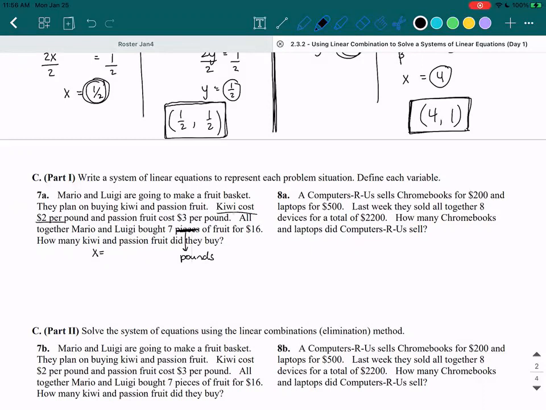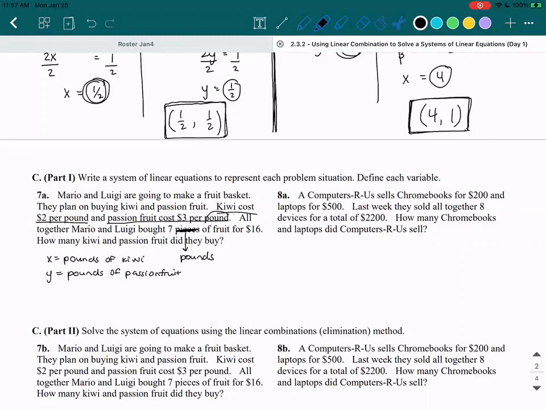So kiwi costs $2 per pound. Let's have kiwi be the x value. So pounds of kiwi. Oops, sorry, I didn't mean to write it like that. It's all squishy. X is pounds of kiwi. Okay, and then passion fruit costs $3 per pound. So let's have Y be pounds of passion fruit.